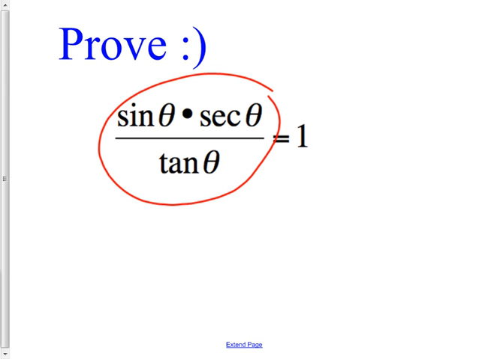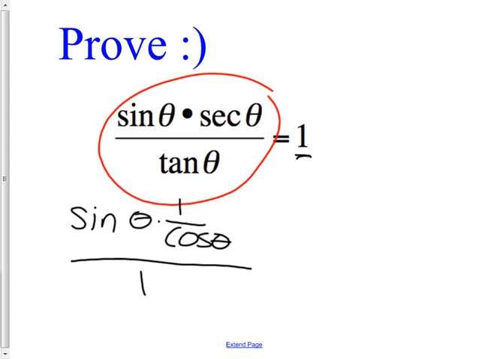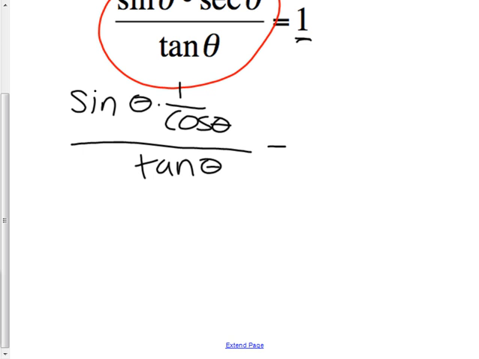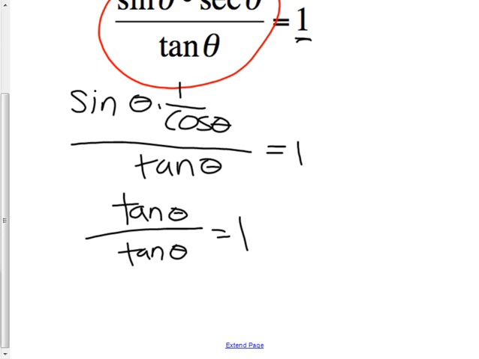Okay, so whenever I see 1 in a fraction, that hints to me that the thing on the top must be the same as on the bottom, because it will come out to equal 1. So I'm going to work with the top: sine of theta times secant, which is 1 over cosine theta, over tangent theta is equal to 1. What is sine of theta times 1 over cosine theta? And something divided by the same thing is 1, and 1 equals 1. So that's how you would prove that.